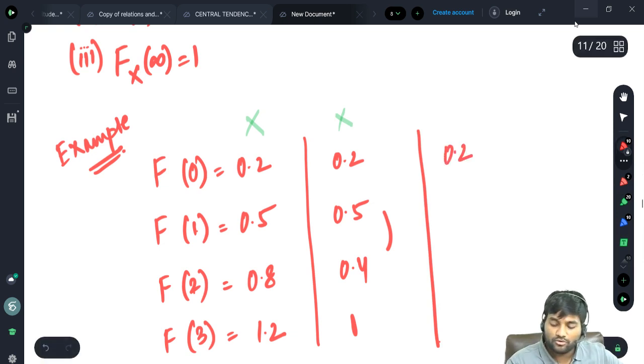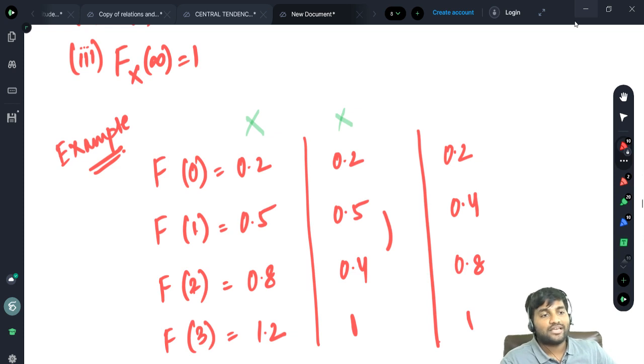So, 0.2, 0.4, 0.8 and 1. This is a valid CDF because F(x) is greater than or equal to 0, and also F(x) is an increasing function of x. As x increases, F(x) is also increasing and the total probability is equal to 1. Clear?